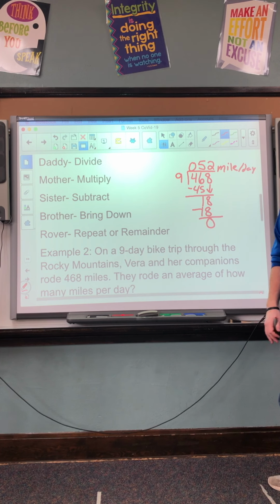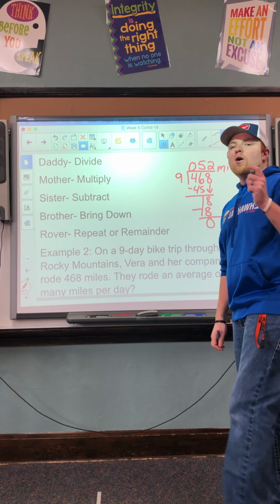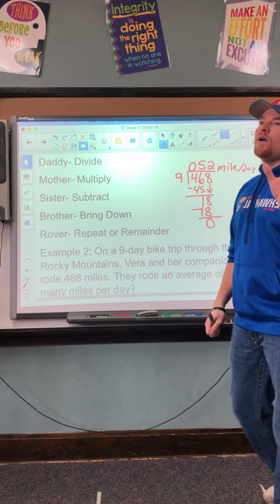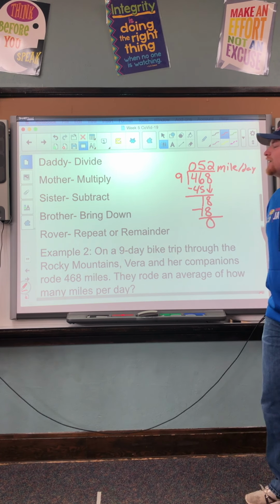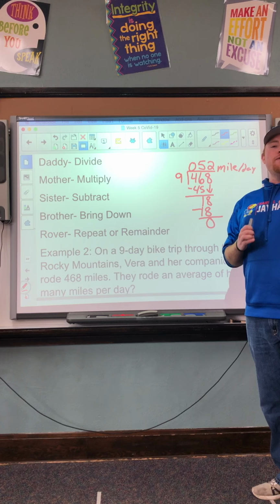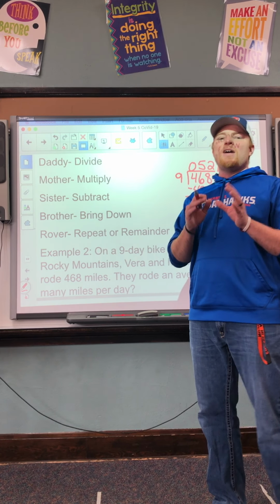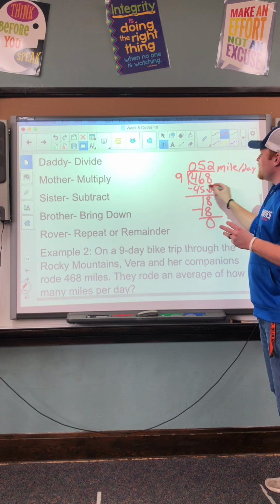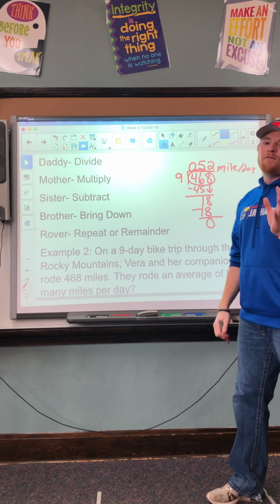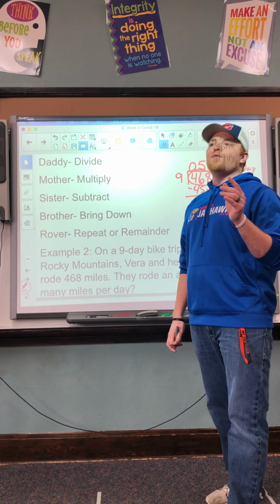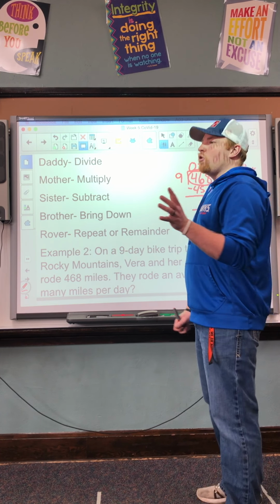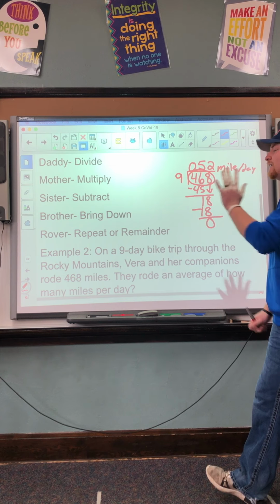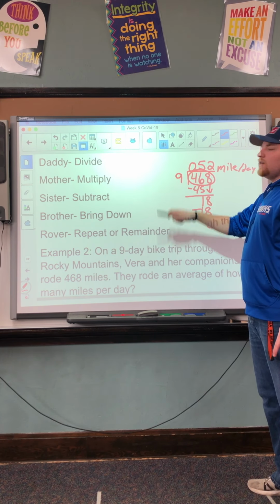Now, a quick way to know if 9 is a factor of 468, the divisibility rule for 9, is to add up all the digits in the number you're dealing with, and if the sum is a multiple of 9, excuse me, then that number is divisible by 9.